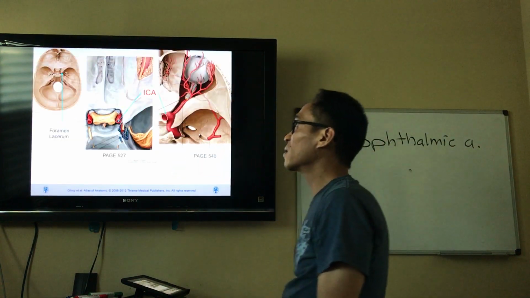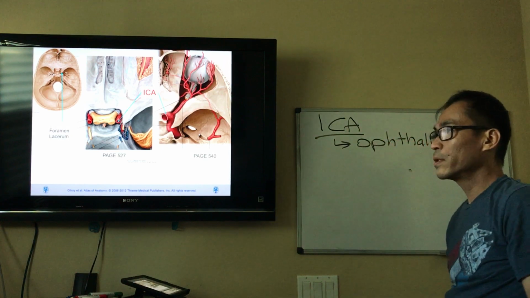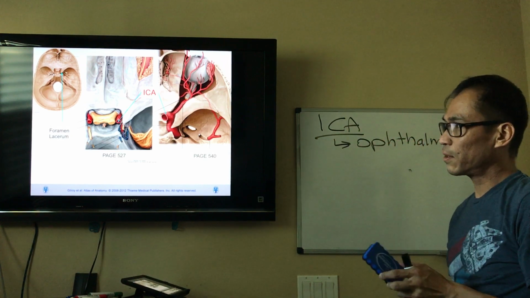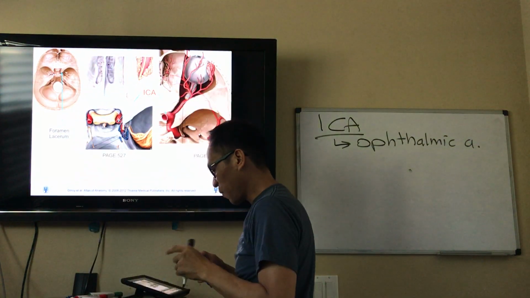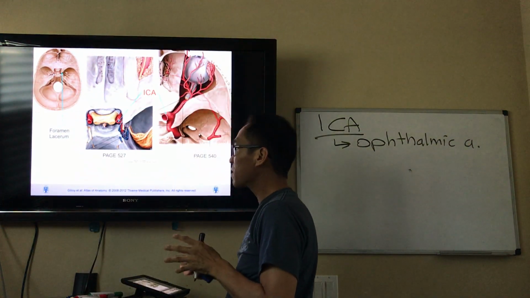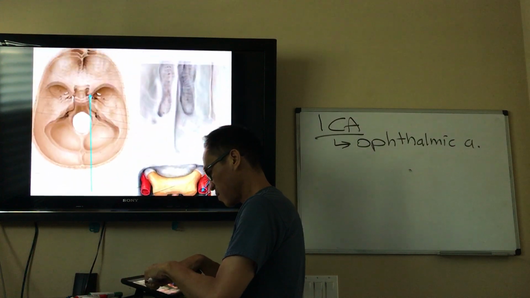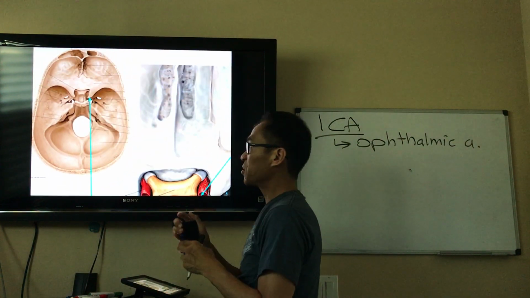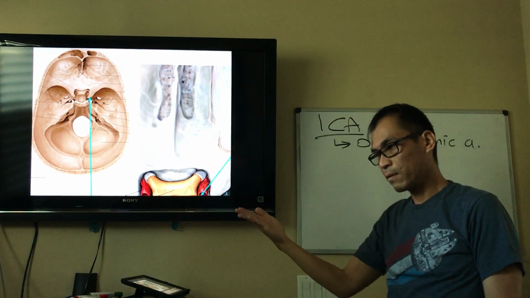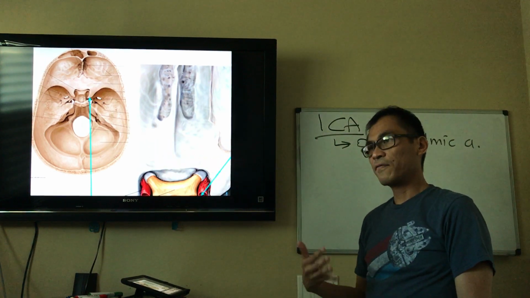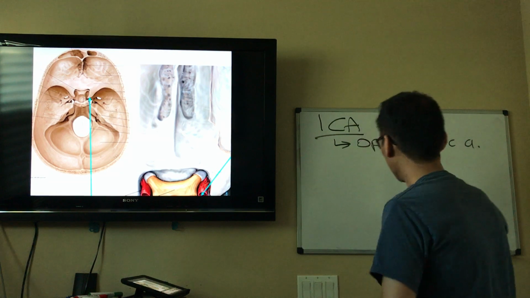Here's a few pictures side by side to kind of show you ICA inside the skull. The picture on this side here is pointing to the foramen lacerum. I guess the thing to note here, this is a superior view of the cranial base. After ICA enters the skull, it passes by foramen lacerum. I guess that's one thing to note.